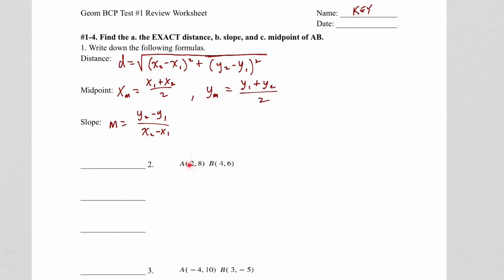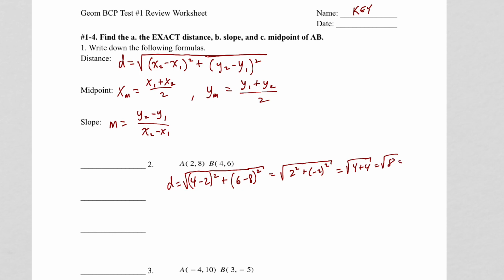Okay, so if I want to do the distance, I'm going to do this. The distance is equal to the square root of x2, which is 4, minus x1, which is 2, squared, plus the difference of the y's, which is 6 minus 8, squared, which is 2 squared plus negative 2 squared, which is 4 plus 4, which is the square root of 8, which we'll write as 4 times 2, and then we'll take the 4 out and we'll get a 2, so the final answer is 2 root 2.